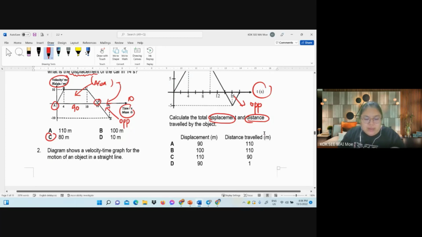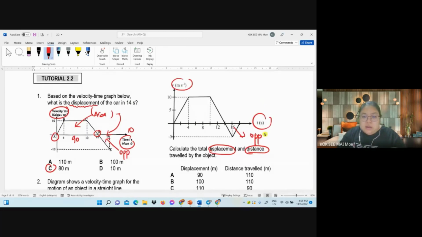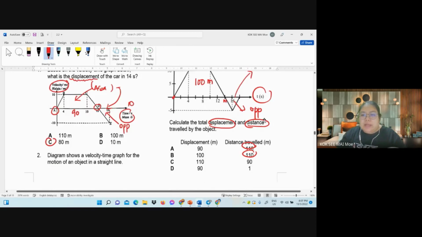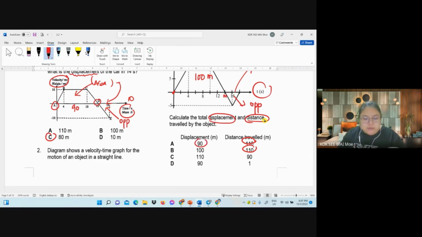For this one, from 0 until 14 seconds, above the graph I get 100. The area under the graph is 100 meters. The bottom part I get is 10 meters. So the distance traveled is 110. For displacement we minus, so 90.